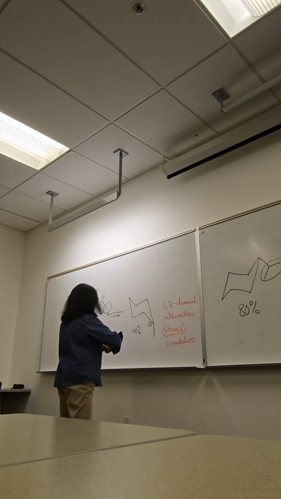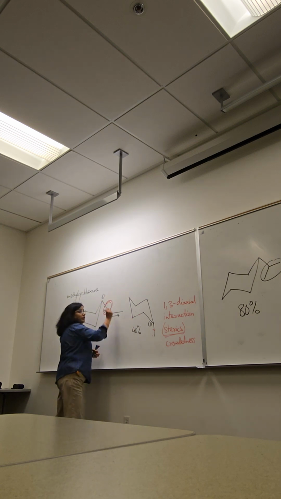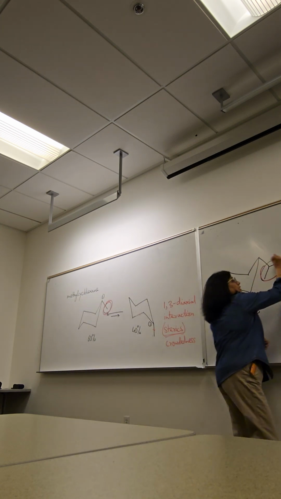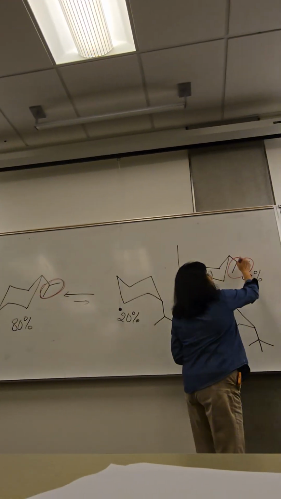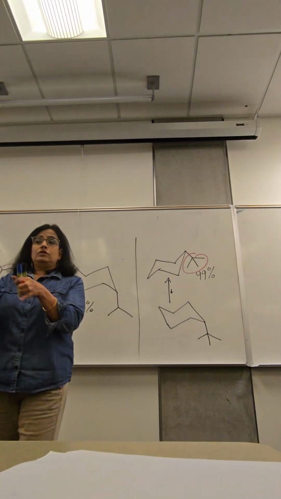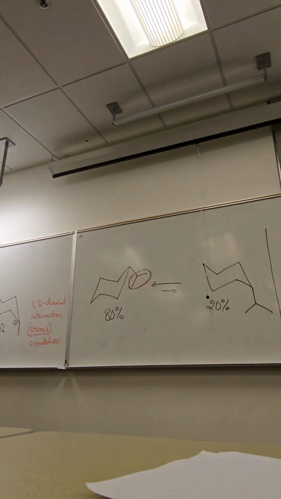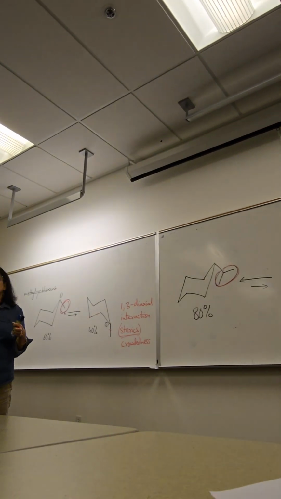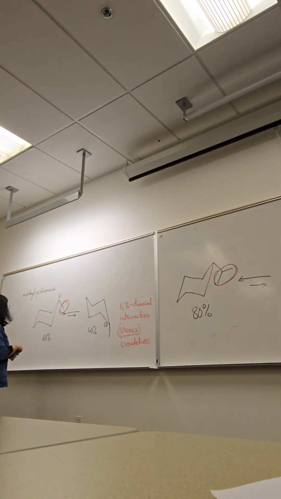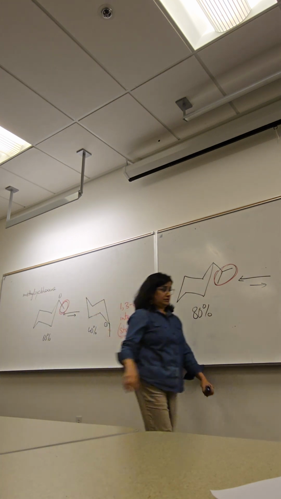The point is that the bigger this group is, the more it wants to be in equatorial. The smaller group can still tolerate the axial position. The bigger groups, not so. Are we okay, everybody?